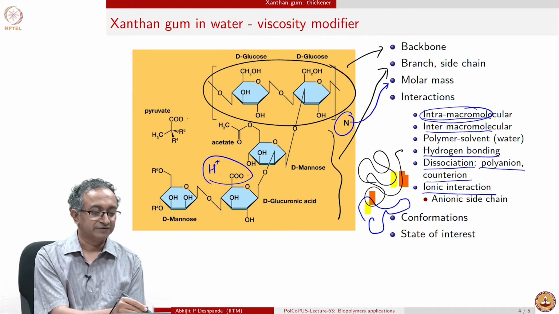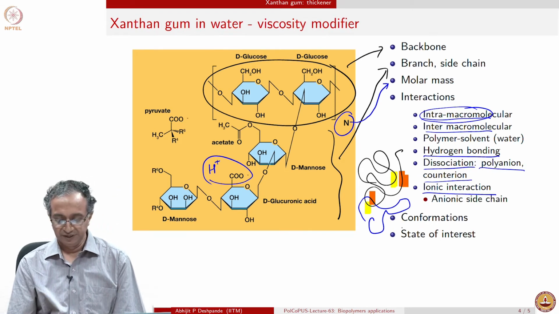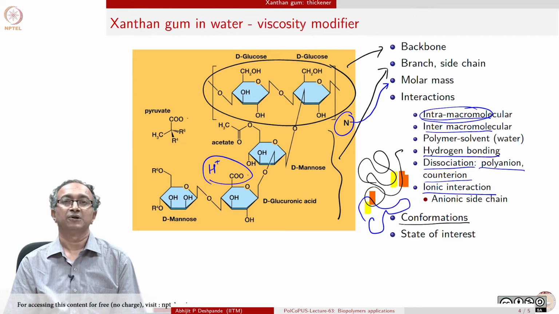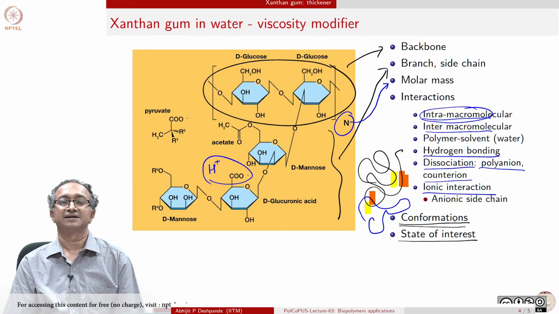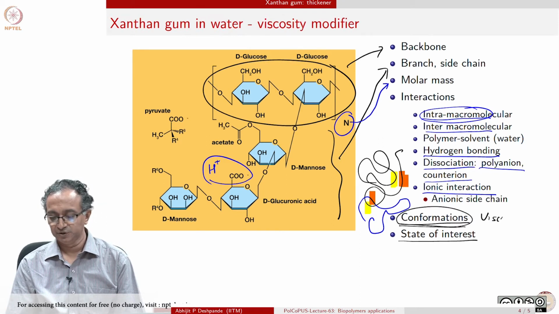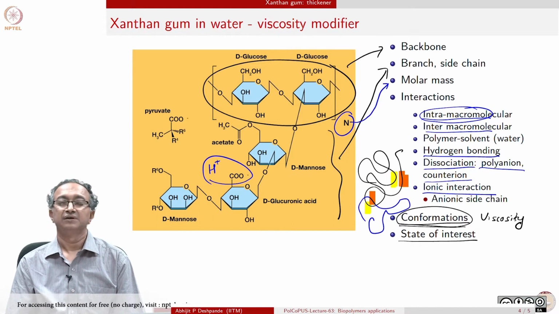And so, what is of interest from a practical point of view is what are the conformations that a polymer molecule takes, and what is the state of interest. In this case it is the solution state which is of importance, and we would like to know whether it is taking an extended conformation or a coil-like conformation. In terms of application, it might help for you to think of why viscosity should be determined based on what type of conformation a polymer takes.